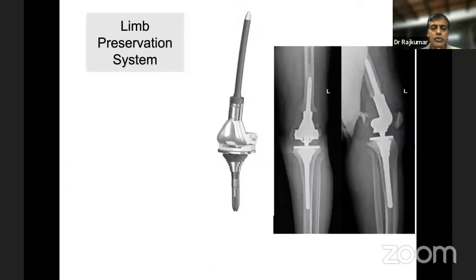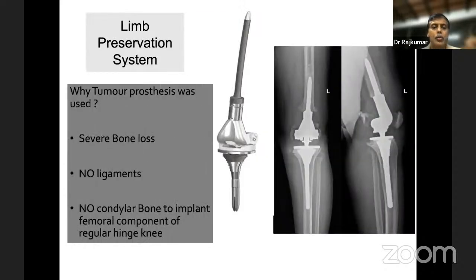So just a quick message here: when to use a tumor prosthesis, whenever there is a huge bone loss, no soft tissue ligaments. The main issue is we think of doing a hinge prosthesis, but for a hinge, you need some amount of metaphyseal bone. Whenever there is not much metaphyseal bone, particularly in periprosthetic fractures of a total knee, the bone crumbles so quickly and it all disappears.